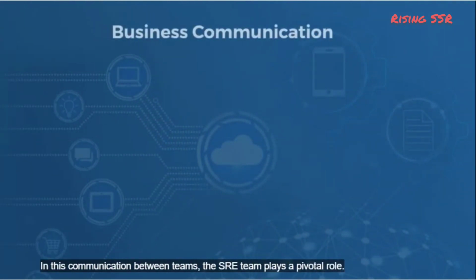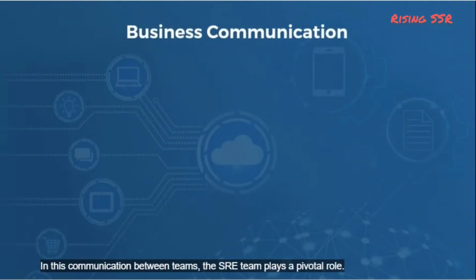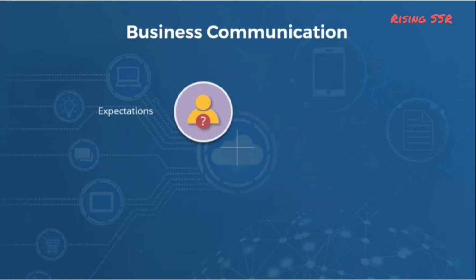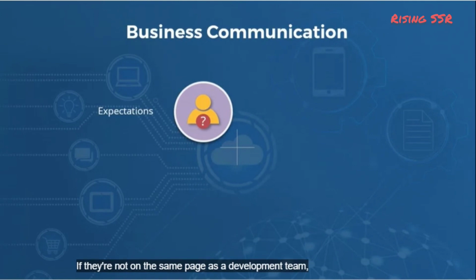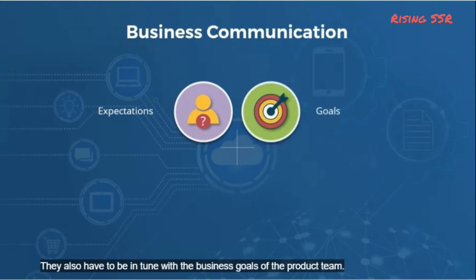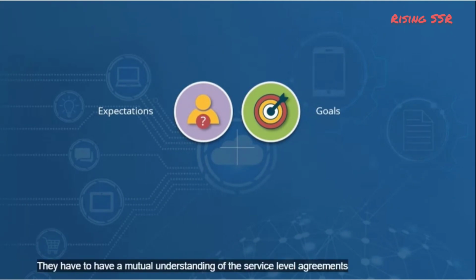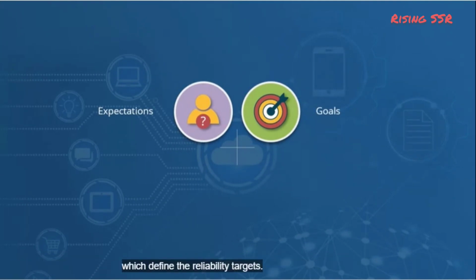In this communication between teams, the SRE team plays a pivotal role. First, they need to understand the expectations of the development team. If they're not on the same page as the development team, then the service is not going to be developed with reliability in mind. They also have to be in tune with the business goals of the product team. They have to have a mutual understanding of the service level agreements, which define the reliability targets.